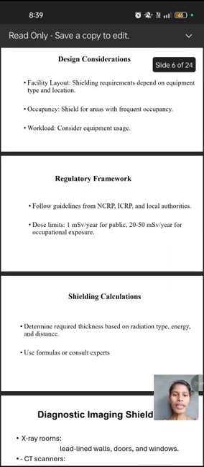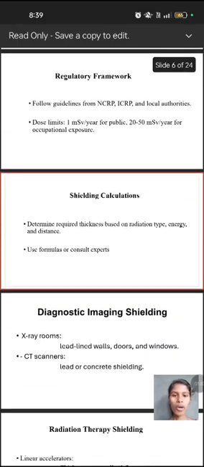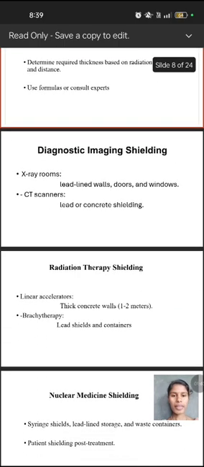Then the design considerations. Facility layout: shielding requirements depend on equipment type and location. Occupancy: shield areas with frequent occupancy. Workload: consider equipment usage. Then the regulatory frameworks: follow guidelines from NCRP, ICRP and local authorities. Dose limits are 20 to 50 mSv per year for occupational exposure. Shielding calculations: determine the required thickness based on radiation type, energy and distance, then use formulas or consult experts.